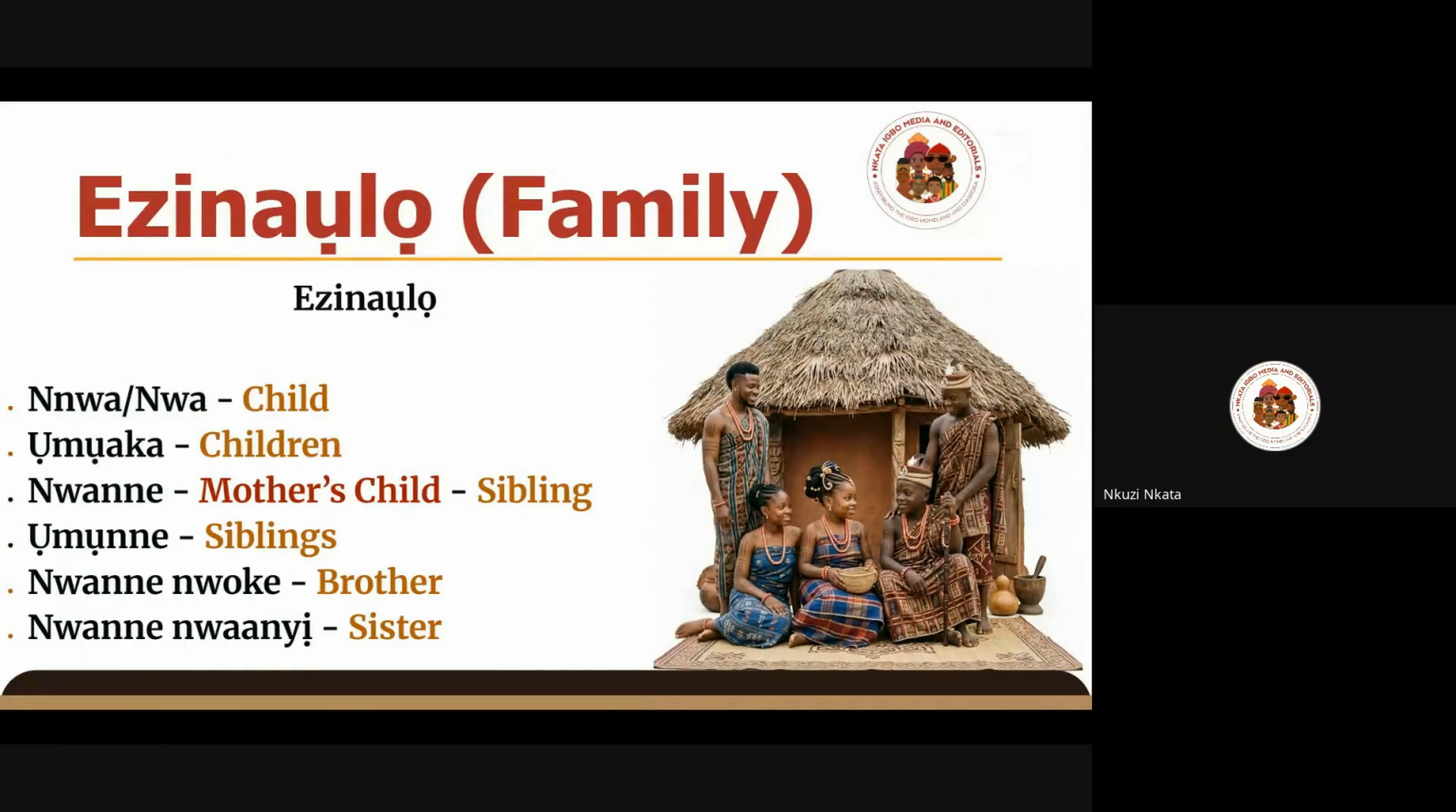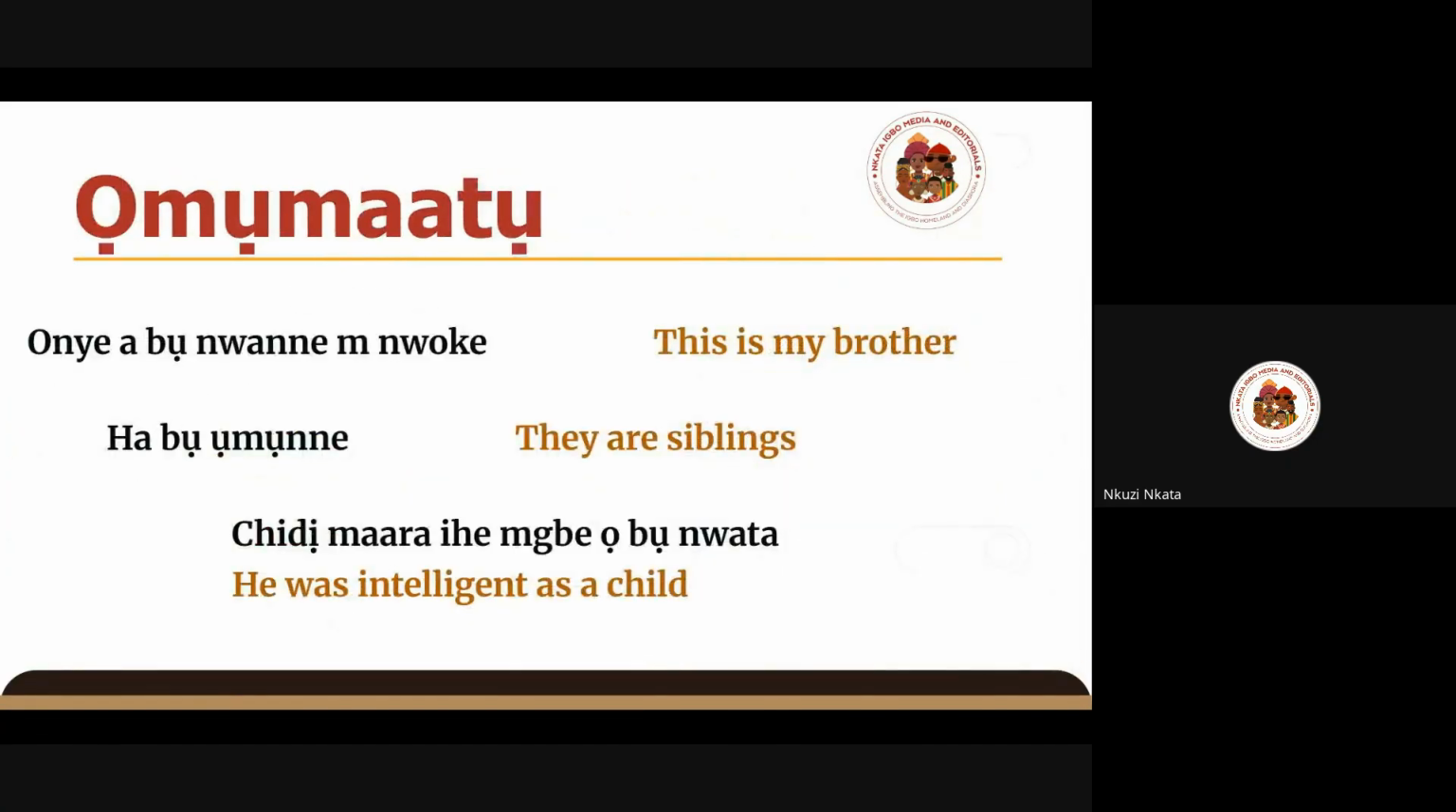Now let's move forward to the next. So, omumatu, examples. So when you say "Onye bu nwanne m nwoke," this is my brother. Okay, you can still say "Onye bu nwanne m" to still mean brother, even though you're not specifying the nwoke of it. So if the brother in question is there and I tell you "Onye bu nwanne m," you already know that I mean this is my brother. Okay.